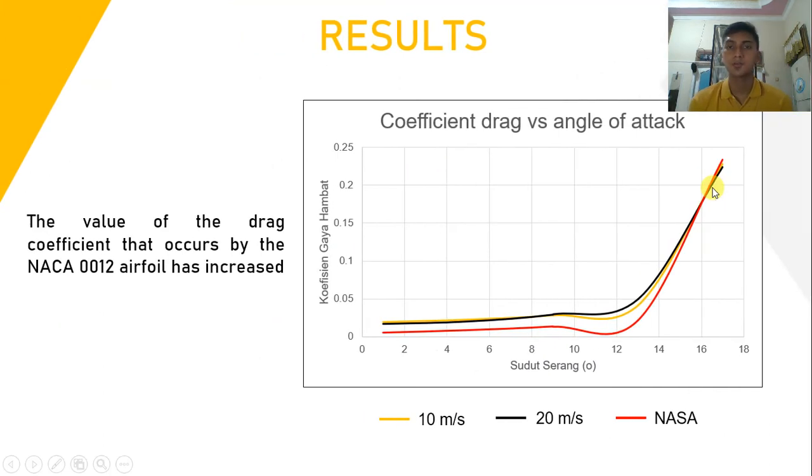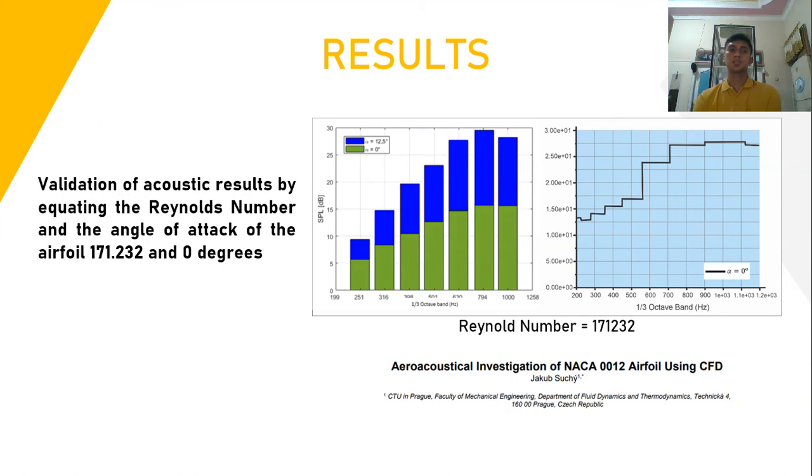This is the result of the coefficient of drag, or CD, versus angle of attack compared with the NASA data. This is the validation of the acoustic result by equating the Reynolds number and the angle of attack of the airfoil. The Reynolds number is 170,000, 71,232 at 0 degrees.